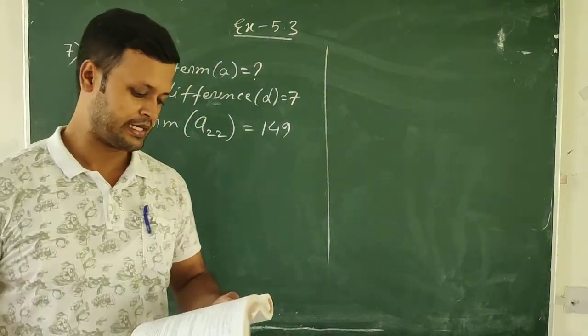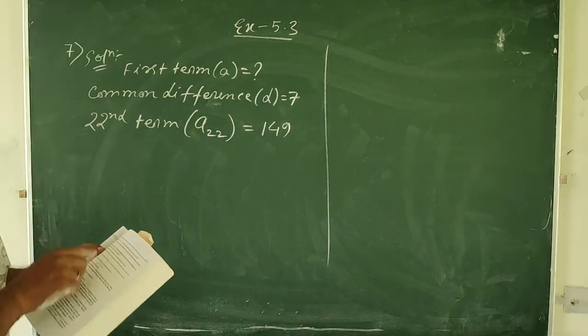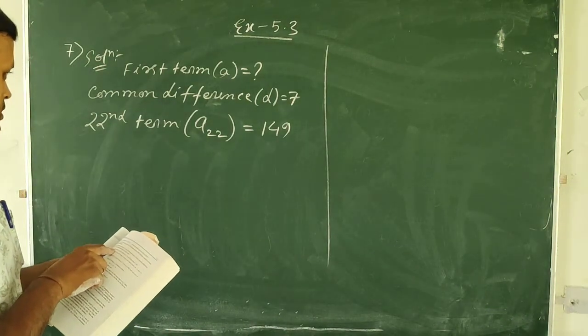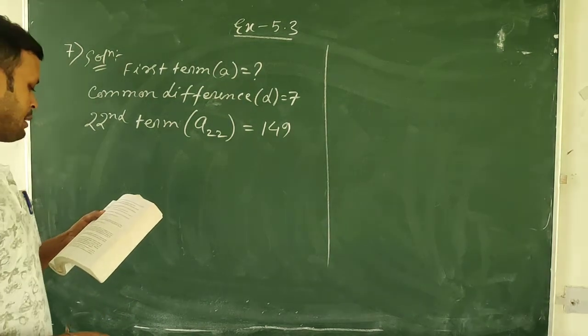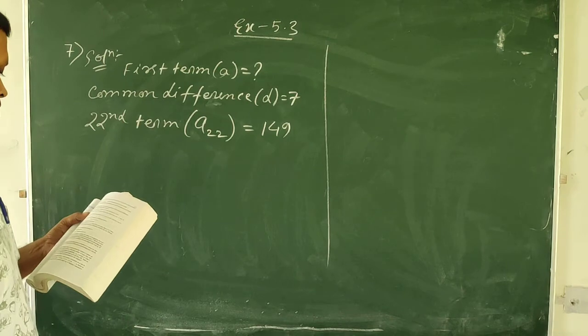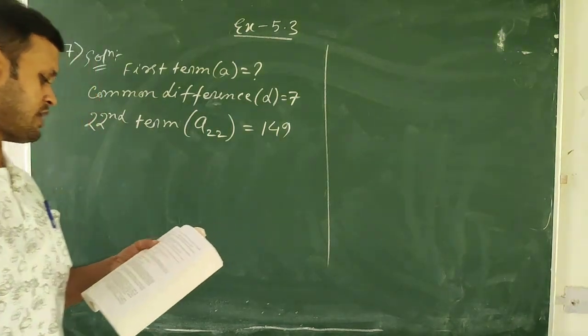Okay. So let us see that. The first term is not given to us. Find the sum of the first 22 terms of an AP in which D is equal to 7, and D means common difference. The 22nd term is 149.